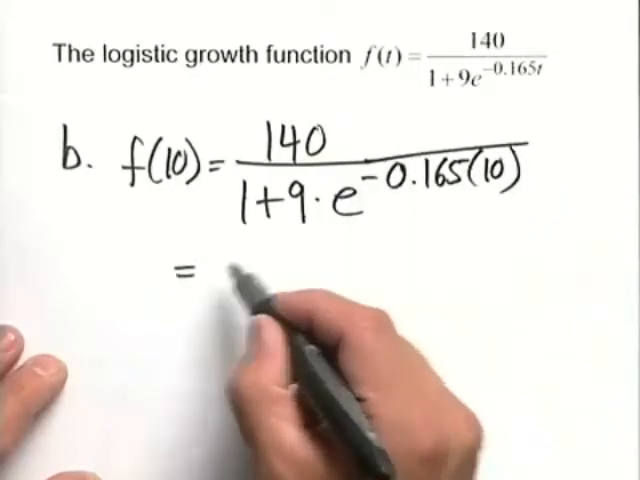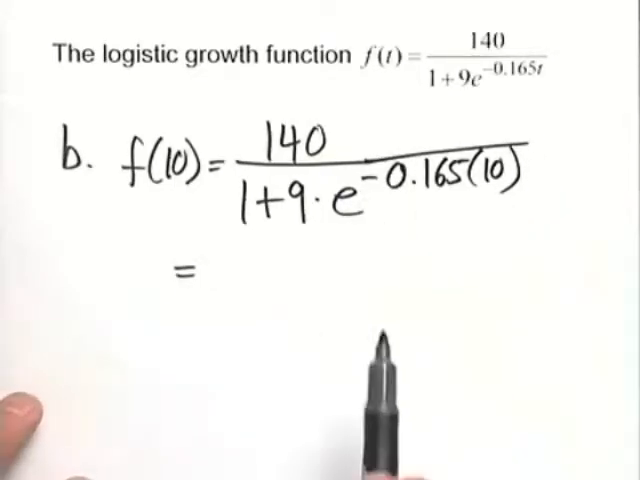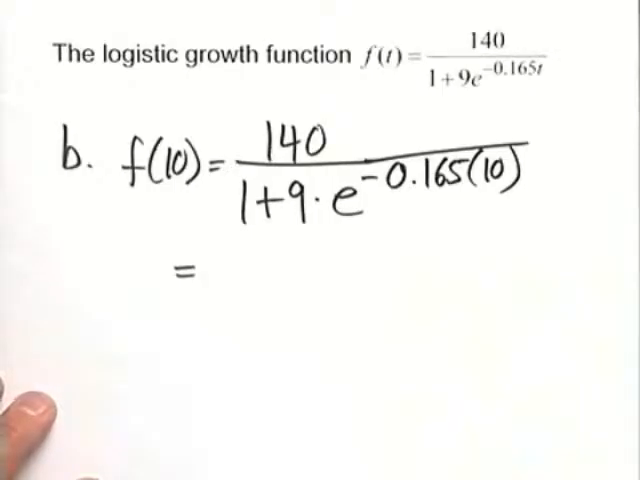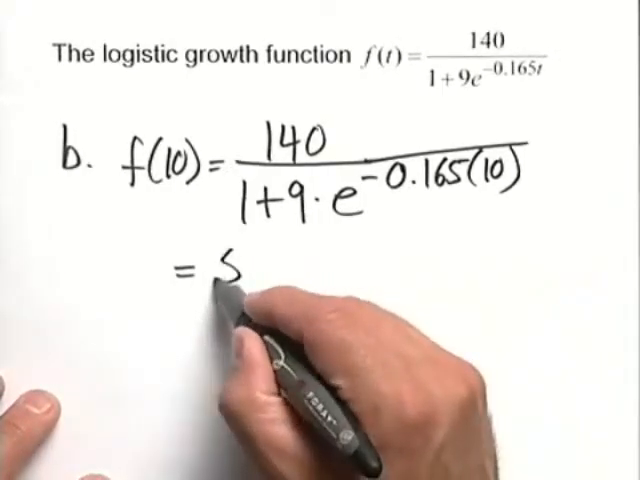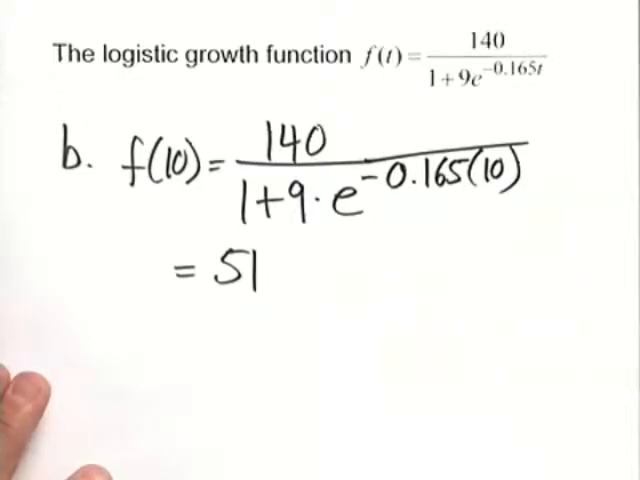You've got to be very diligent when you're plugging these in, very careful. Use a lot of parentheses when you're trying to calculate that. But when all said and done, we're going to come up with a number of approximately 51 elk after that 10-year period. So this completes Part B. Now let's finish our problem.